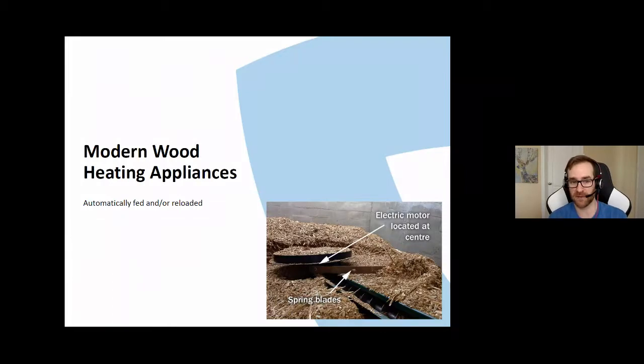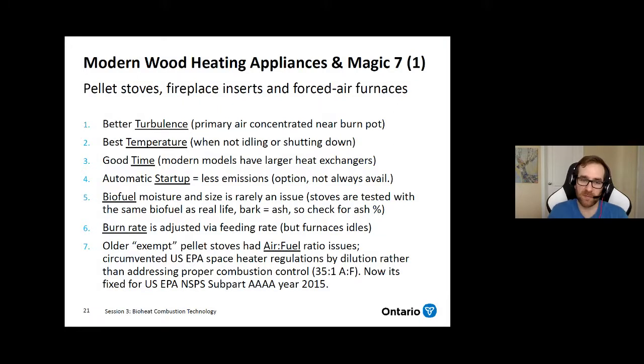So now we're going to look into the automatically fed units. Pellet stoves, you also have pellet fireplace inserts and wood pellet forced air furnaces. Again, a lot of the advancements here is the automation. Some would have automatic startup. It's not always an option, but I think if we improve the test and certification method, people will probably realize that we do have a lot of emissions during the startup phase, or that idling is quite bad for the units.